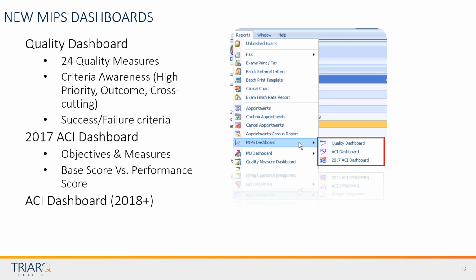There's a dashboard called ACI dashboard. That is shades of things to come. Don't use that one this year. You're going to use the 2017 ACI dashboard. This is all tied to our certification. We are 2014 edition certified, as are most EMRs. We're in the same bucket with most EMRs out there. We're working on our 2015 edition certification this year. Once we're 2015 edition certified, you'll use the ACI dashboard. So we'll be out of the transition year and we'll be using the main ACI dashboard, and there are more requirements on that dashboard. And we'll talk about that when the time is right.